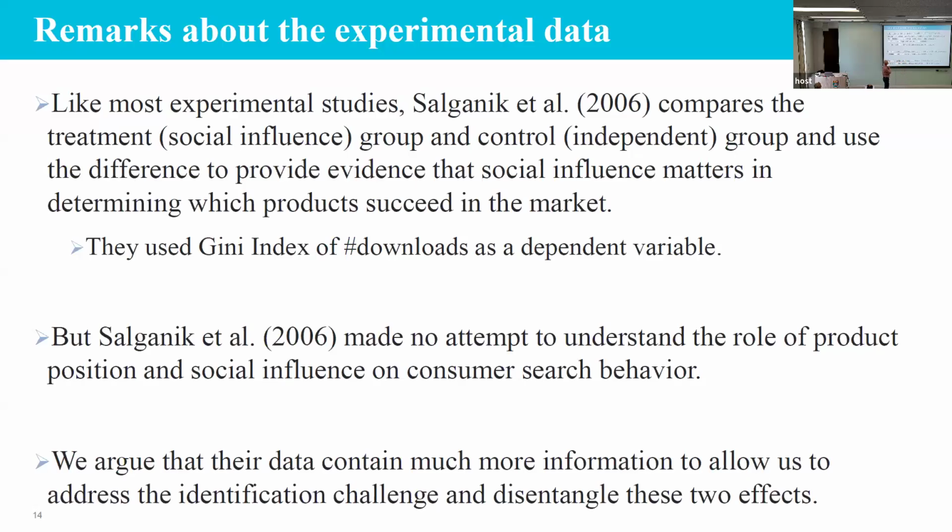So it has a very simple hypothesis test. And the way they test it is that they just look at the Gini index of the number of downloads as the dependent variable. And what they are basically arguing is that if they find that the Gini index is high in the social influence group, that would suggest that this social influence, this peer effect, matters. But they make no attempt to understand the role of product positions and social influence in consumer search behavior.